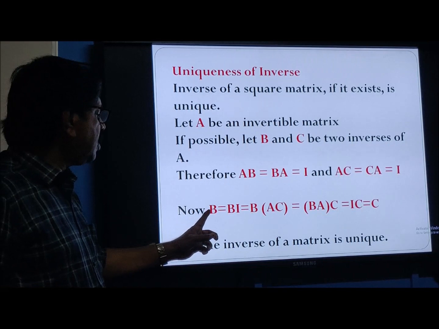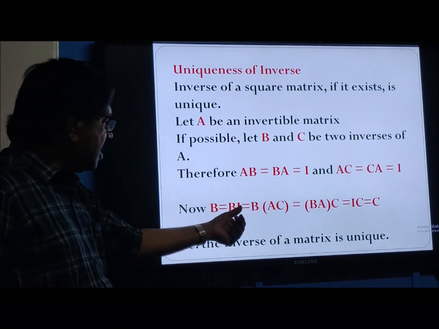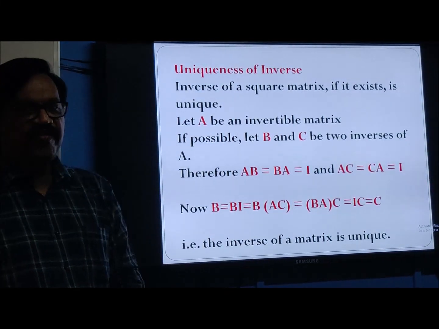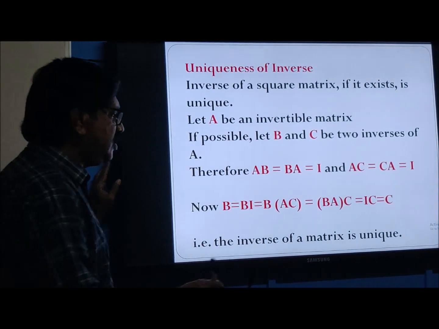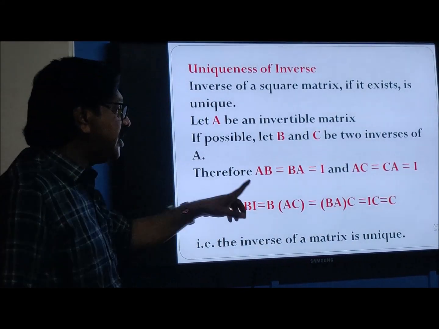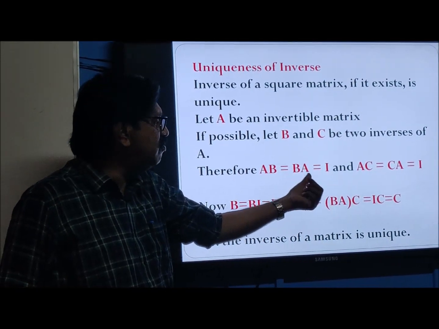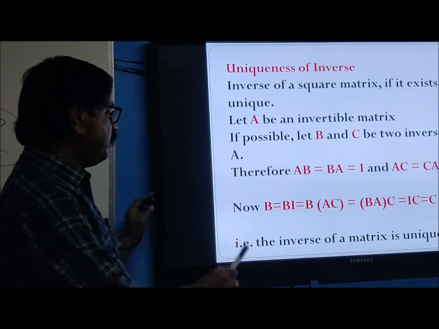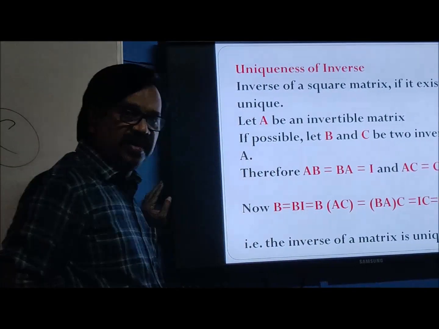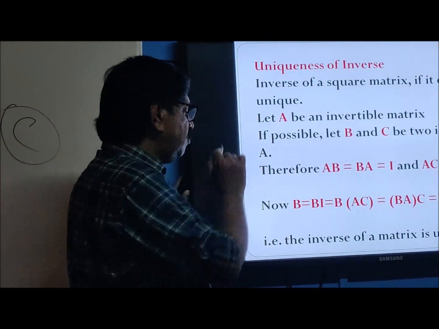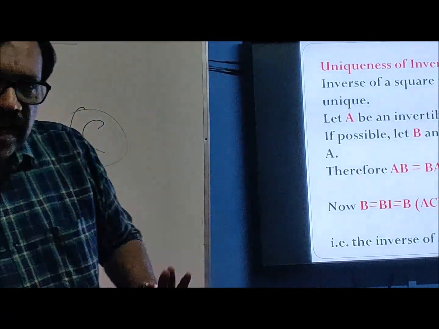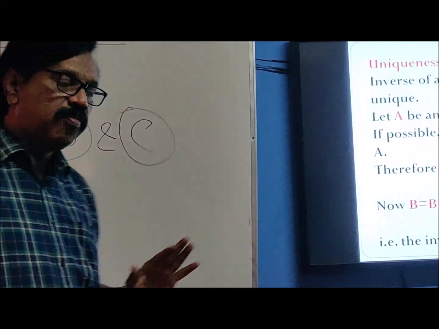Since B and C are both inverses of A, B can be written as B into I. I can be written as AC, since C is the inverse. Therefore B into AC, and by the associative property of multiplication, equals BA into C. But BA is the identity matrix since B is the inverse of A. That is I into C equals C. So B and C are the same. We don't have more than one inverse for a matrix. If there is an inverse, it will be unique. We cannot find more than one inverse for an invertible matrix.